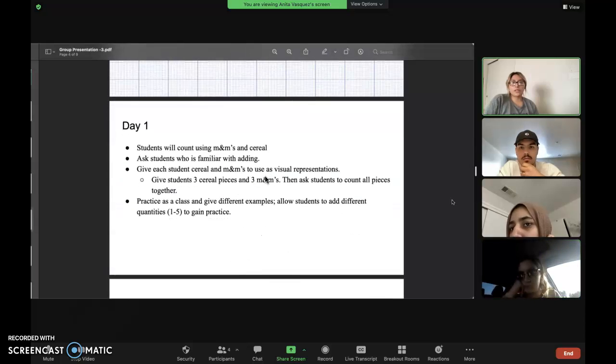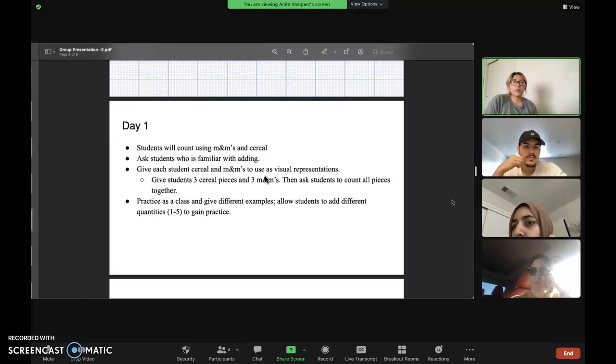So for day 1, we're going to start off by having our students practice with M&Ms and cereals. So that'll be their visual representation of the problem. So they're familiar with it. They're not just going to be looking at the numbers. So they're able to physically feel it and be able to count along. So they're going to count them so they can receive different quantities.